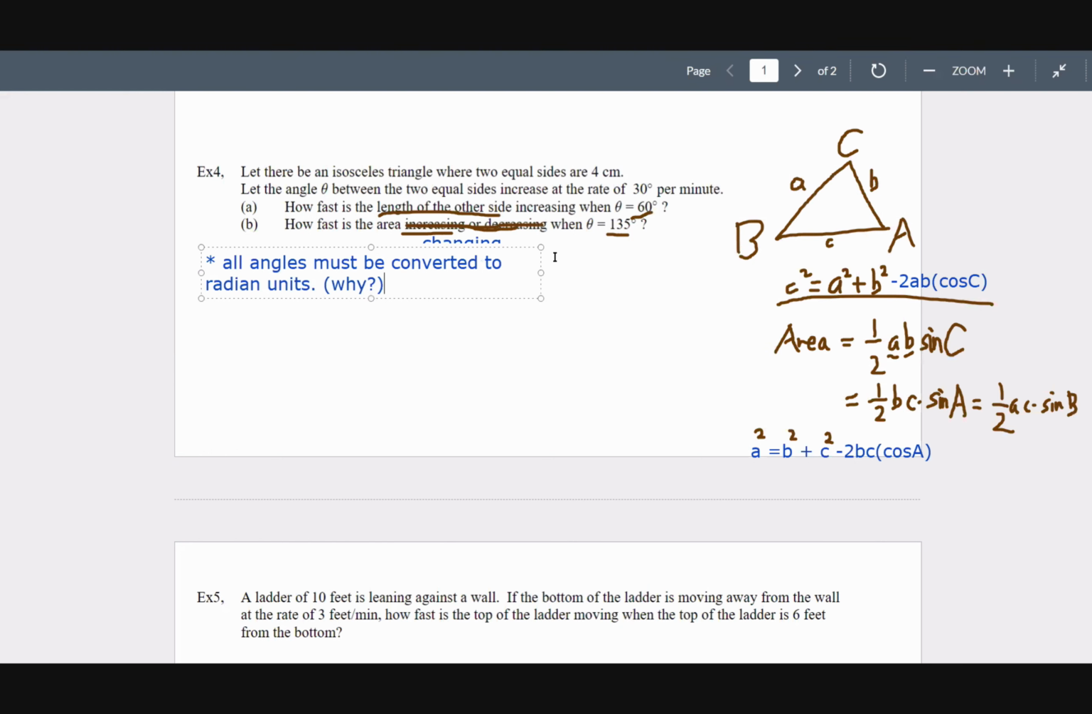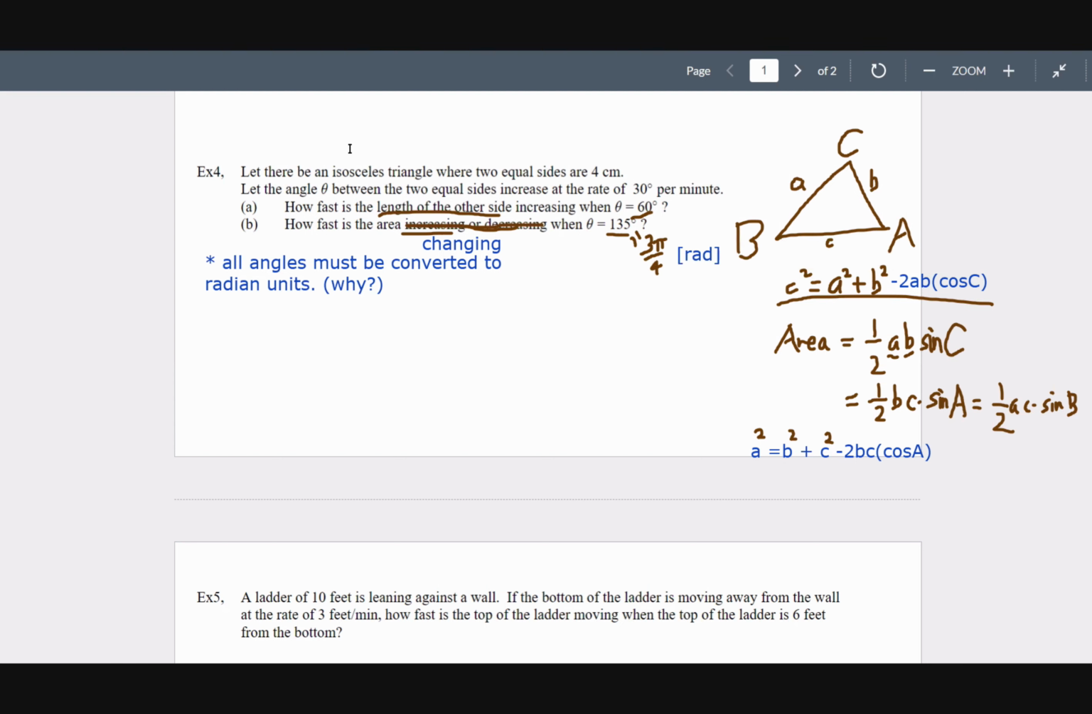So in this case, one is 135 degrees. 135 degrees is what radian? That is 3 pi over 4 radian units. So let me call this radian. So this is the groundwork. I like to do all the groundwork before we actually get to the solution.